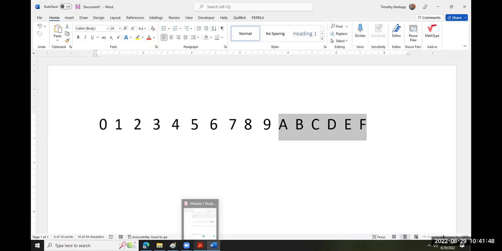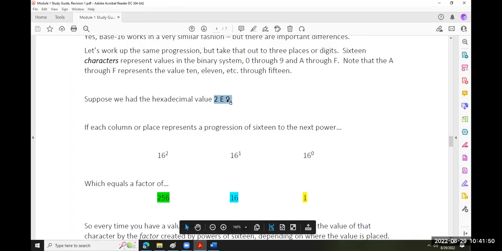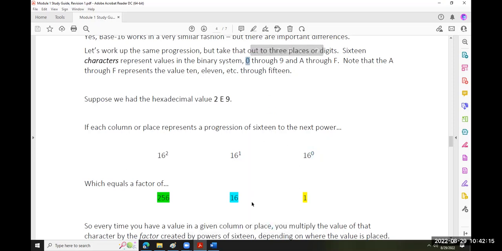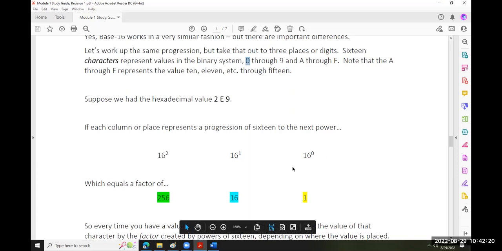Now, let's look back here at our example. 2 Echo 9, right? That's a 3-digit hexadecimal value. The first column is the ones place. Why is it the ones? Because if we're dealing with hexadecimal, the base number is 16, hence base 16 number system. The base number is 16, but we're doing it to the 0 power. Why are we doing that? Because 0 is always the first value of a number system, even though it represents a non-quantity. Anything to the 0 power is 1. So this is the ones column.